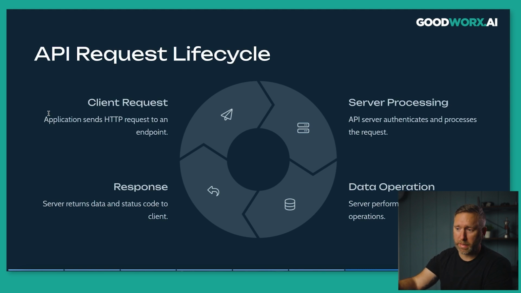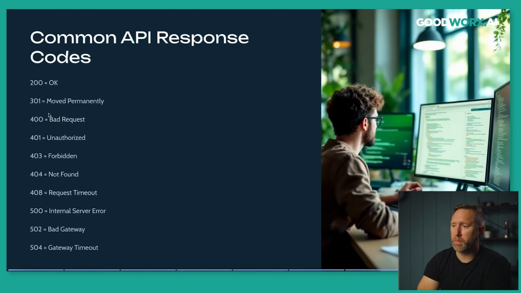So what are the status codes? Well, some of the common API response codes are 200, which means everything's okay. 300, this resource moved permanently. 400, bad request. 401, unauthorized. You might have seen some of these before when you're working with websites or APIs. 403 means you're forbidden. 404 is not found. 408, request timeout. 500, internal server error. 502, bad gateway, and 504, gateway timeout.